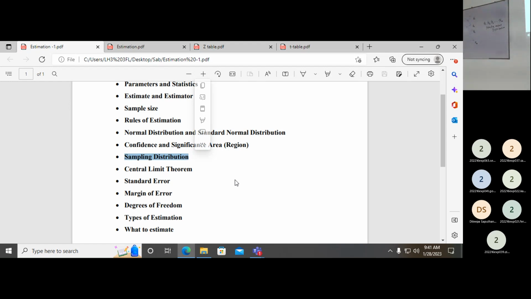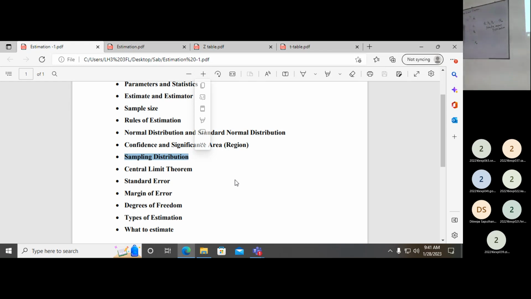Next is central limit theorem. We need to understand it is related to sampling distribution. Central limit theorem.